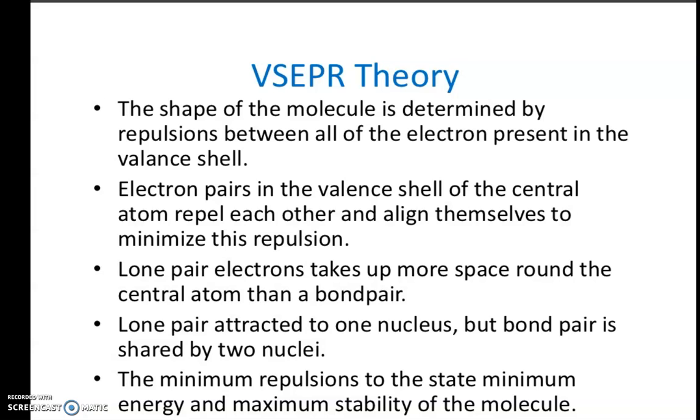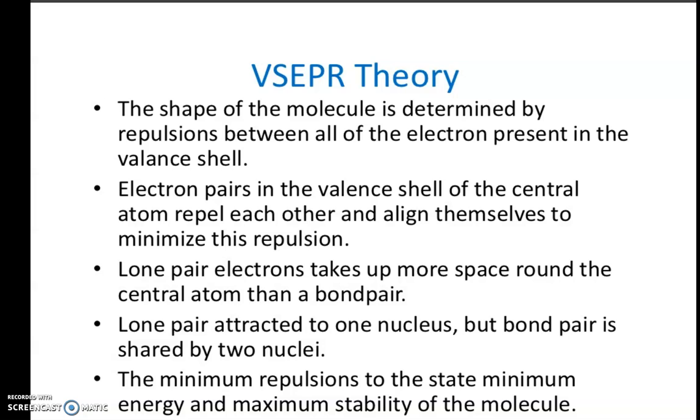There are several postulates of this theory. If you want to make a theory, there are some postulates. The first postulate is that the shape of the molecule is determined by the repulsion between all the electrons present in the valence shell. It means that if we take a molecule, all the electrons in the valence shell have negative charge, and we know the negative will repel each other. So how much repulsion is present in the valence shell determines the shape of the molecule. This is the first fact.